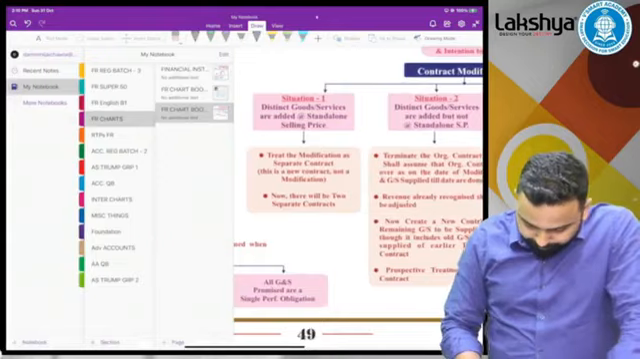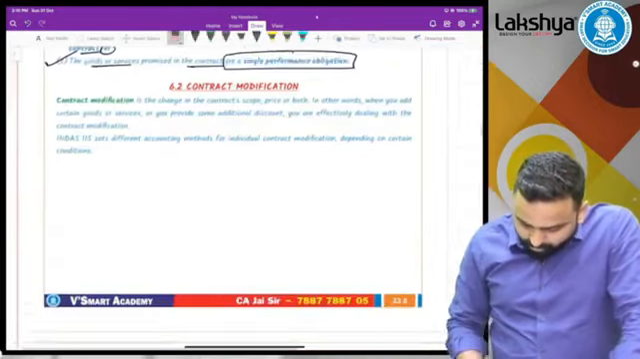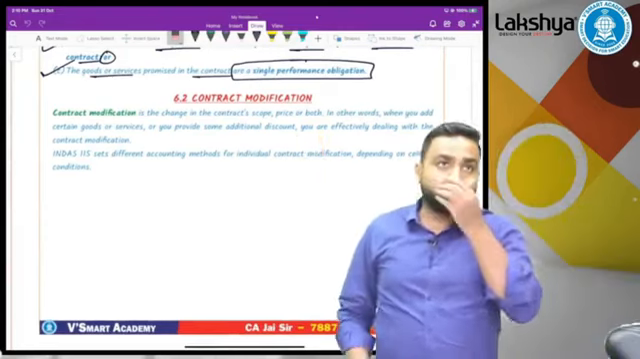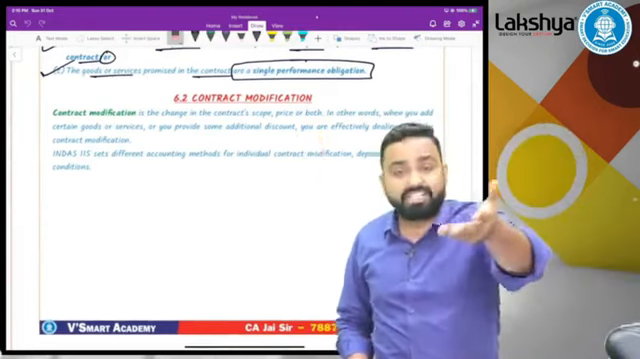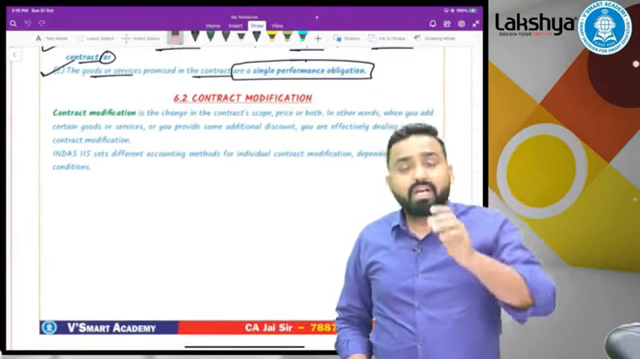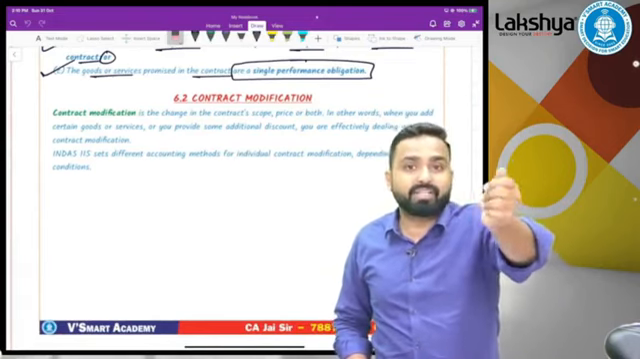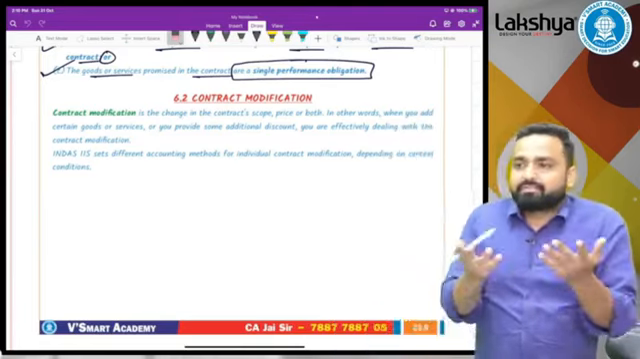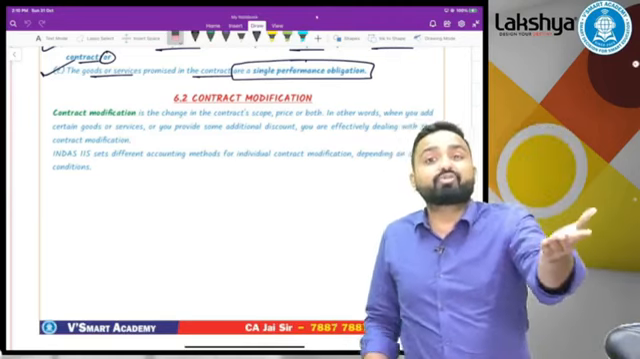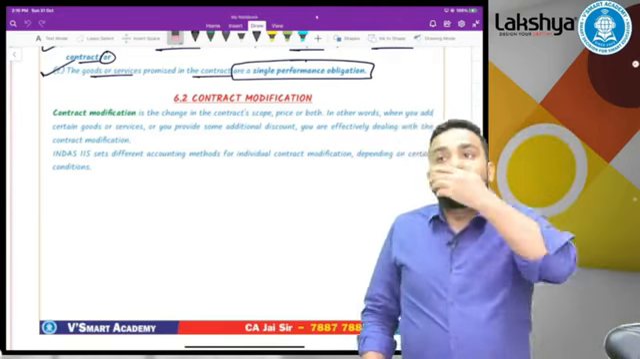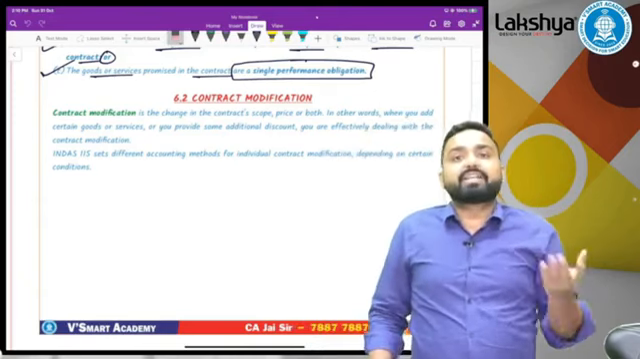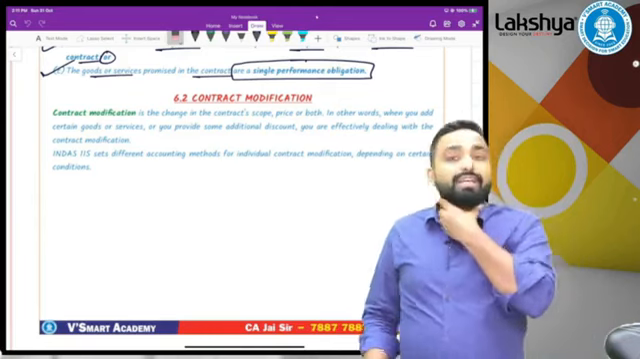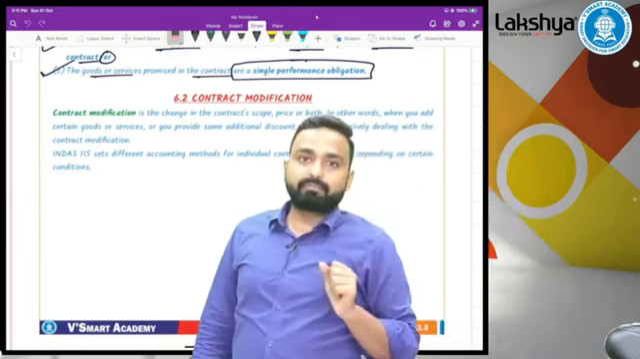First of all, what is contract modification? This is not a new thing for you, because under leases also we understood lease modification. Under share-based payment transactions, Ind AS 102, we understood the modifications. What is modification? Change in the scope. Under financial instruments, we understood the modifications. Modification means change in the scope of the contract, change in the price of the contract. Understood? Especially the change in the scope of the contract.